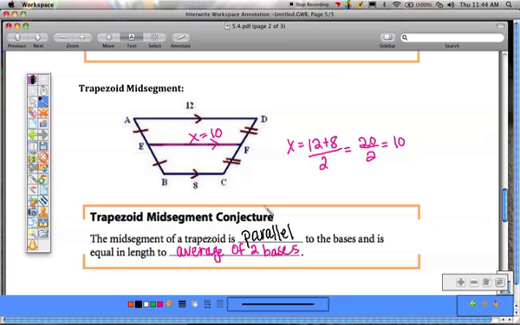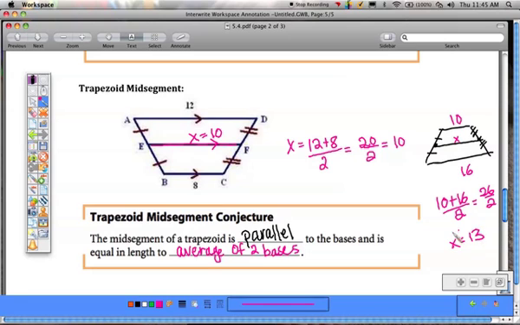Let's do one more example. So let's say I had a trapezoid that looked like this. And let's say this was the midsegment. And let's say that this shorter side was, I don't know, 10. And this longer side was, how about 16? How would we find this midsegment right here? Well, you find the average. So again, you add them up and divide by 2. So we get 26 divided by 2. So x would be 13. So it's the average of the two bases right there.